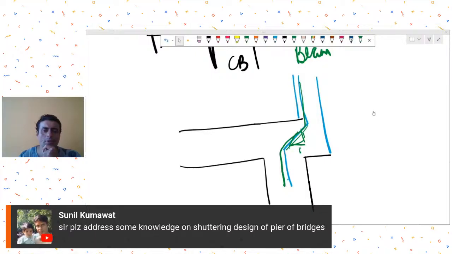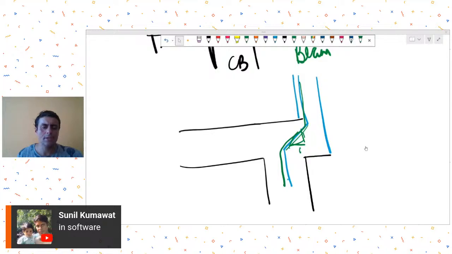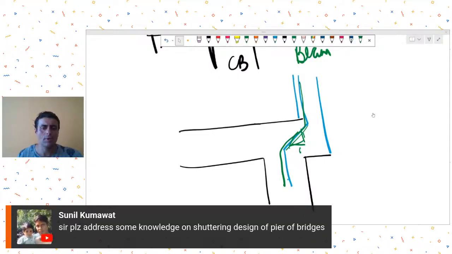I've never done it myself, but you need to know the thrust that the concrete in the pier is exerting, and then for that thrust or pressure, you need to check your shuttering. But what are the codal provisions? How to do that calculation? I don't know. And I think once you know that pressure, you may do it in software. Even in STAAD or ETABS, you can do it. But finding out that pressure is important.